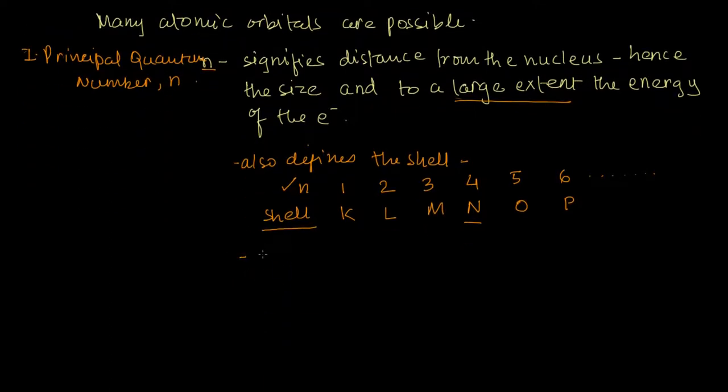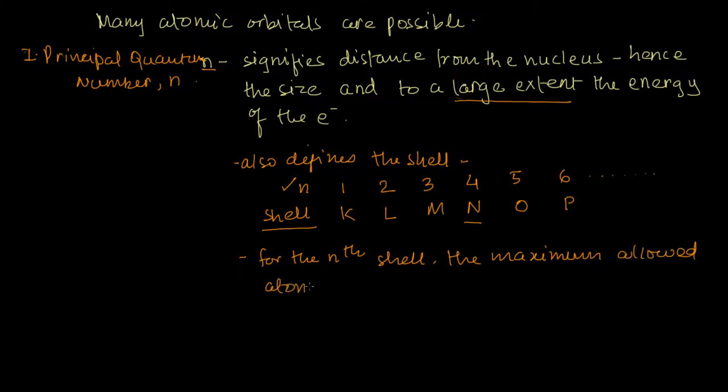Now, for the nth shell, the maximum allowed atomic orbitals is n squared. We are not saying maximum allowed electrons, we are just saying maximum allowed atomic orbitals. We will soon see how many electrons an atomic orbital will contain, but for that you have to wait for some time. I just want you to lay emphasis on the fact that this is atomic orbitals and not the electrons.